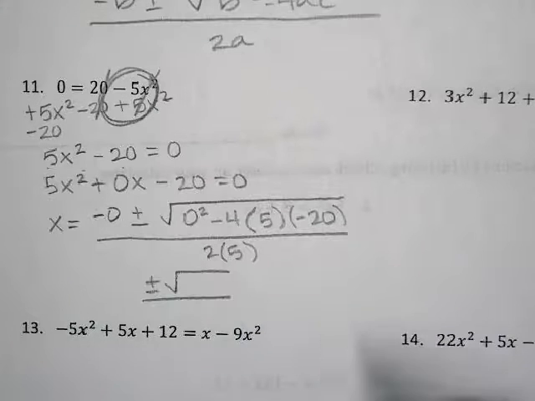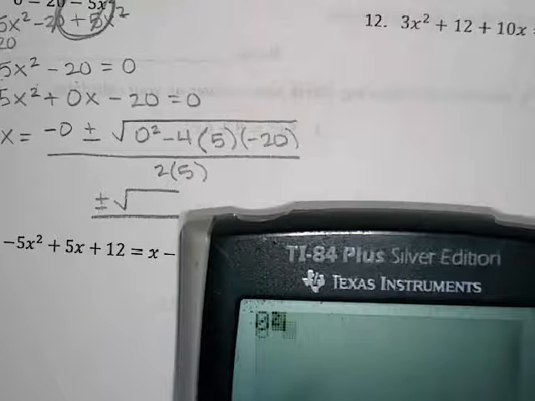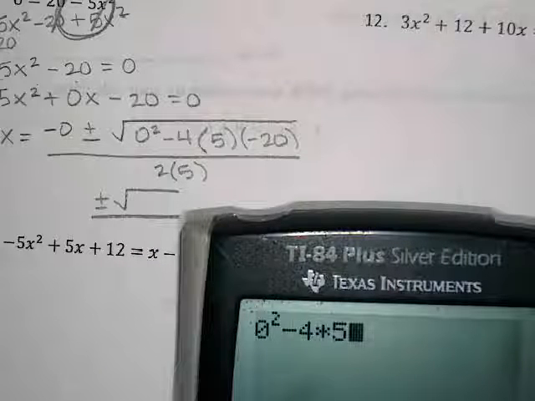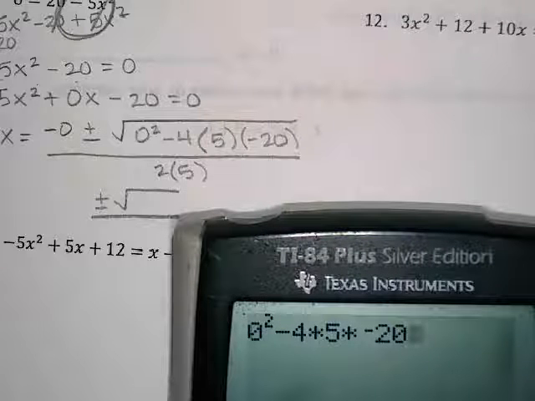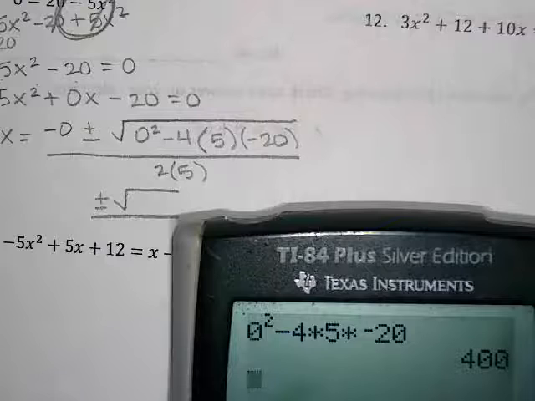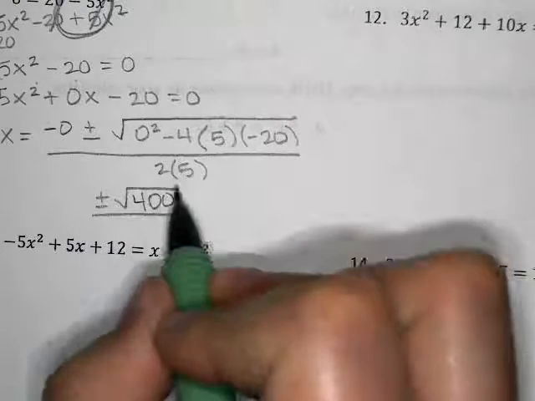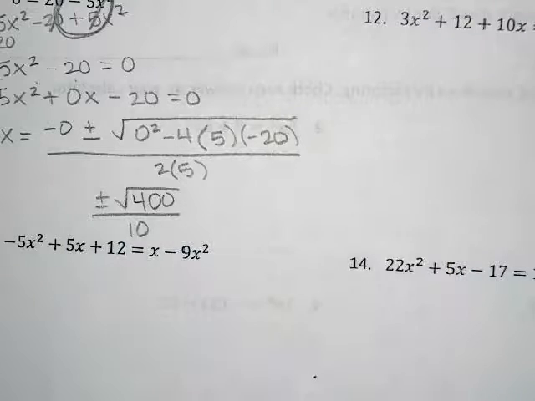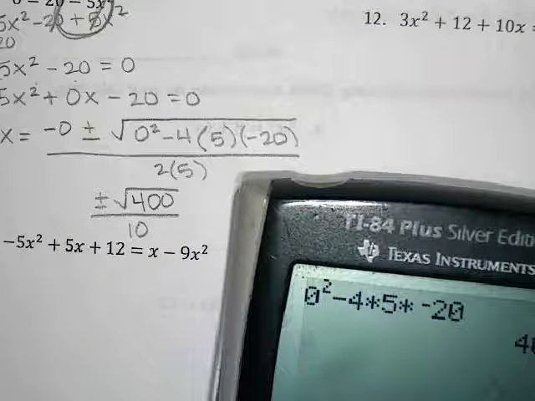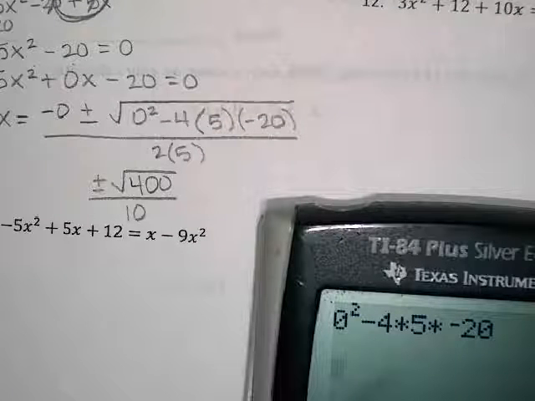So let's just type this in. We have 0 squared minus 4 times 5 times -20. And what do we get? Oh, 400. And then on the bottom we get 10. You do 0 plus 20. So you can figure out what the square root of 400 is because it's a perfect square. Or if you want to just type this in, you can type it in.